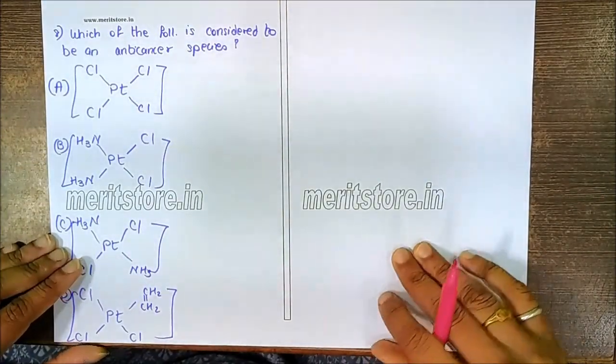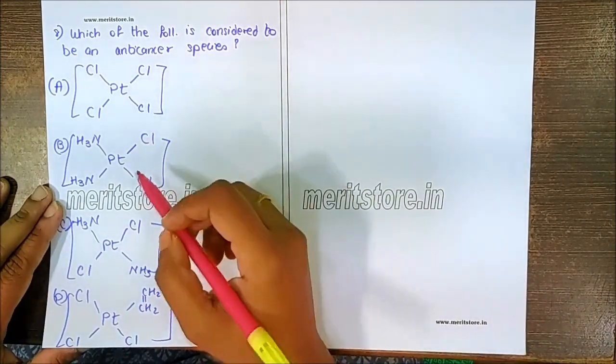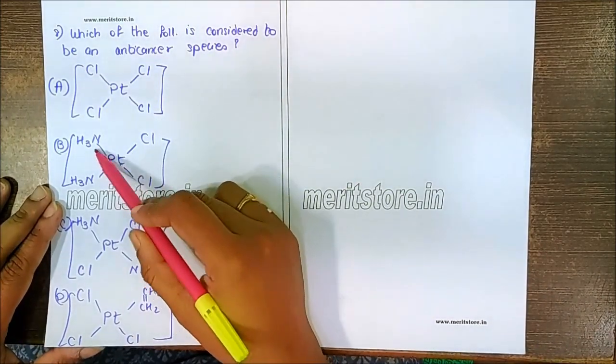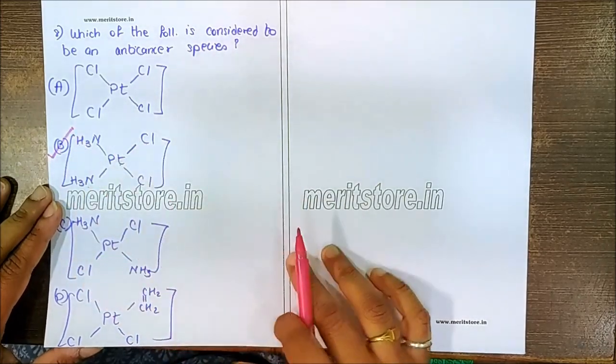Which of the following is considered to be an anti-cancer species? The anti-cancer species is cisplatin, where platinum has 2 ammonia and 2 chlorine groups arranged in a cis pattern. Hence the option is B.